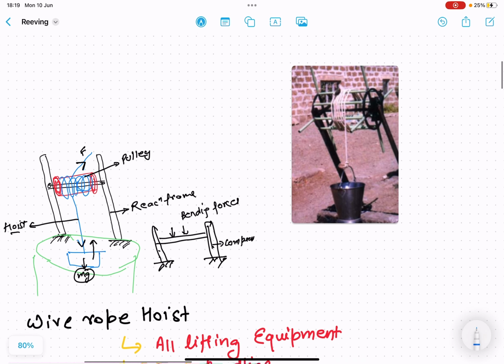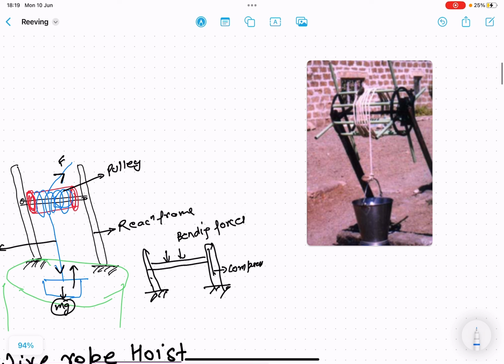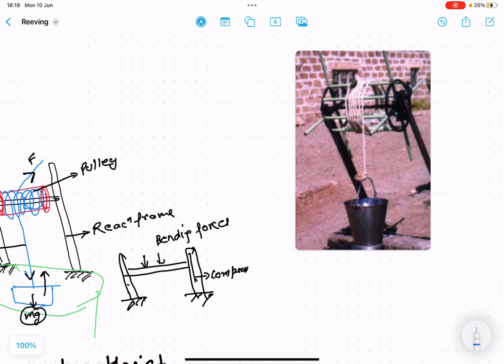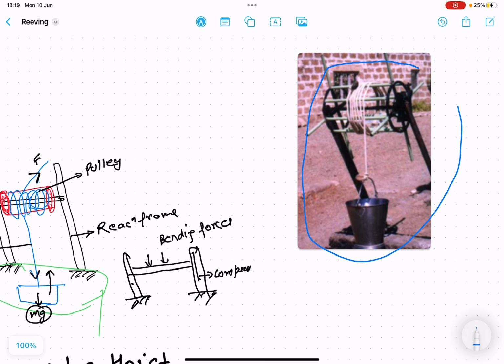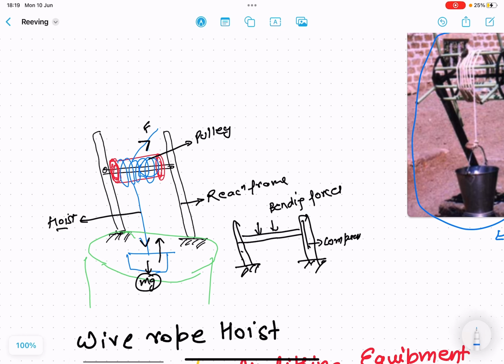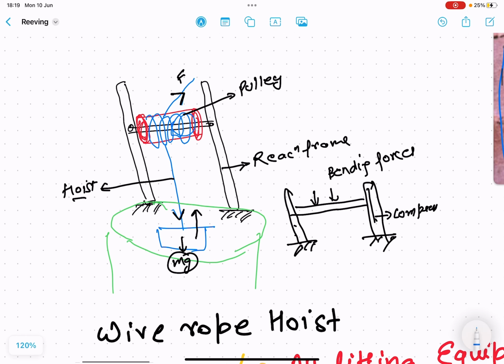If you have seen the tube well from which, in the villages, water is lifted up, this is basically the simple system. The tube well system. If you just make the FBD of this well system, it is something like this. What you are seeing there is one pulley. On this pulley a number of wires are wound and tied up, and there is one end. Suppose this is the bucket, having the weight mg, and there is one reaction frame.